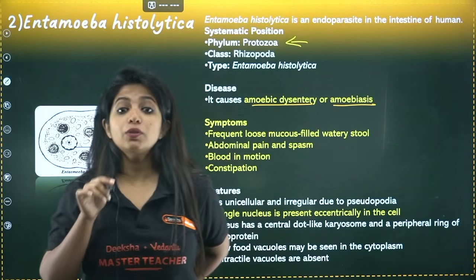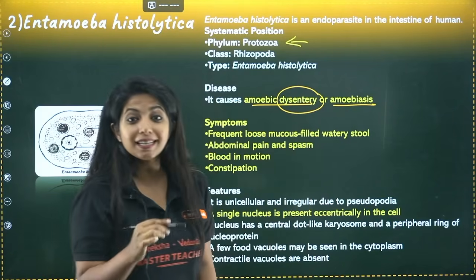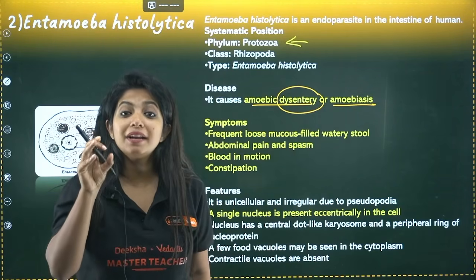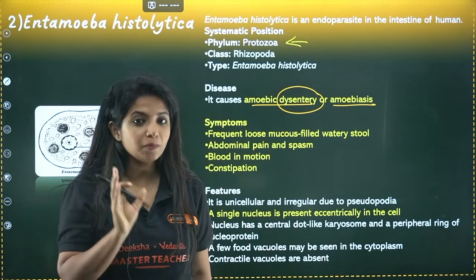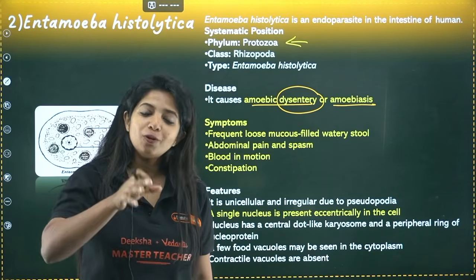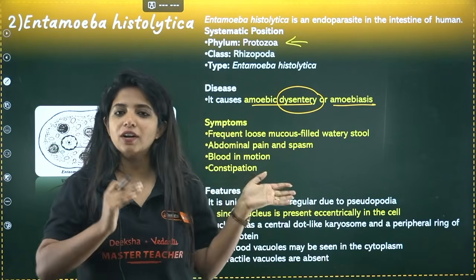Now, what do they do? When I say dysentery is being caused, dysentery means what? Basically, in your stool, blood will also be there. If at all in your stool blood and mucus is being mixed, that is known as dysentery. And over here, since this amoeba is causing it, you will call this amoebic dysentery or amoebiasis.